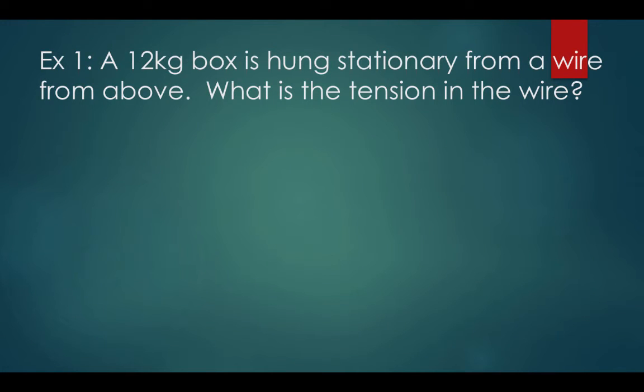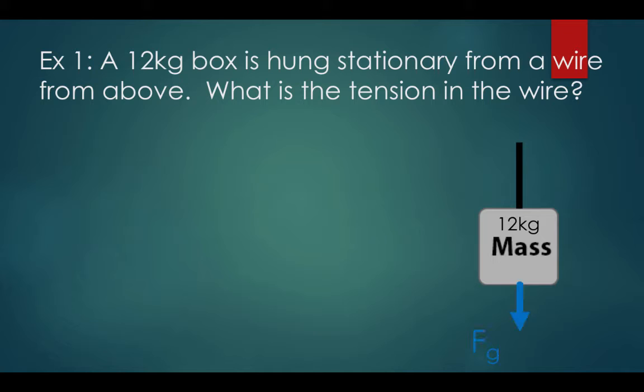In our first example, we have a 12 kilogram box hung from a wire from above. What is the tension of the wire if the box is stationary? Here's a diagram of the box. Force gravity is downwards, with a magnitude of mass times g. Tension force counters the force of gravity. F net is the sum of force tension and force gravity. Since the object is stationary, then F net must be 0.